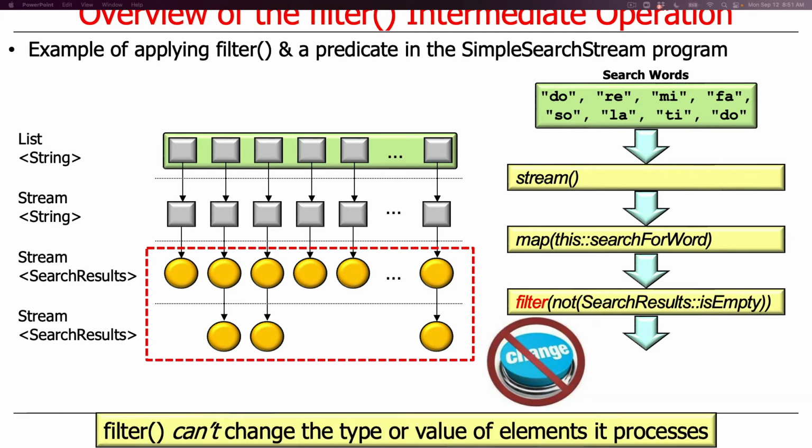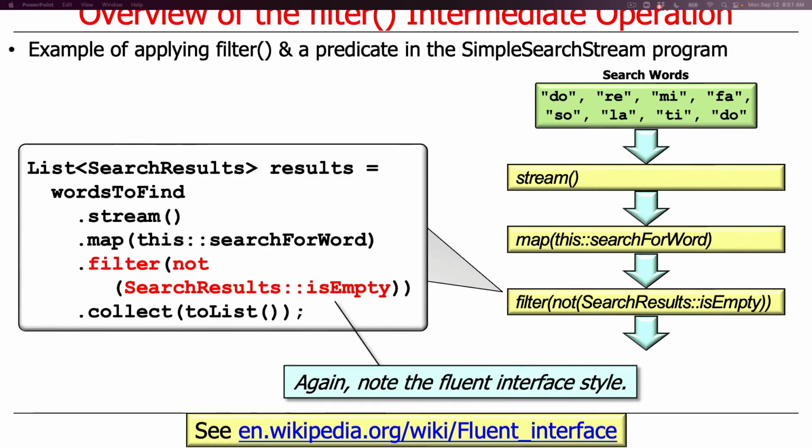One of the other important things to remember about filter is, unlike map and flatMap, which can modify things and change the types or the values, filter cannot change the type or value of elements it processes. They're just either provided as whole or they're not provided at all. They don't get changed.